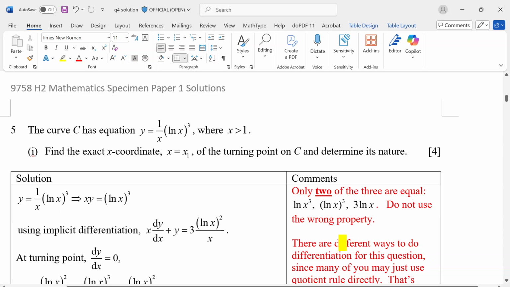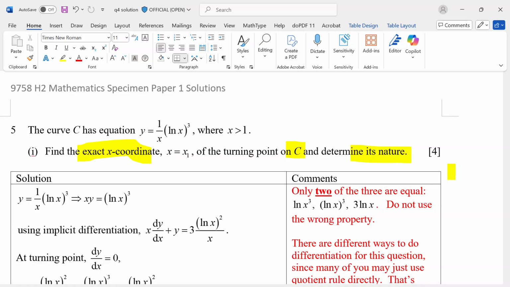Question number 5 of the specimen paper is actually quite an easy question. I don't expect many of you to have much problem pertaining to this question. So for the first part, the question asks you to find the exact x-coordinate of the turning point of C and determine its nature. This is actually a textbook question.